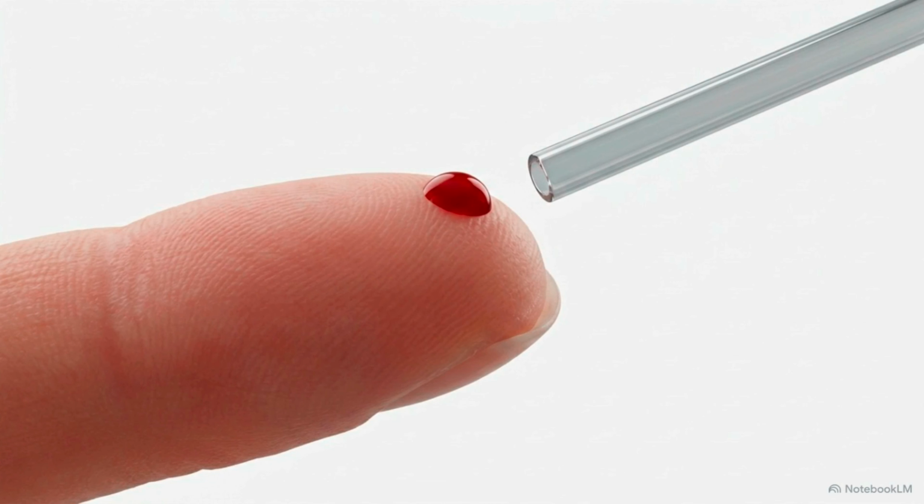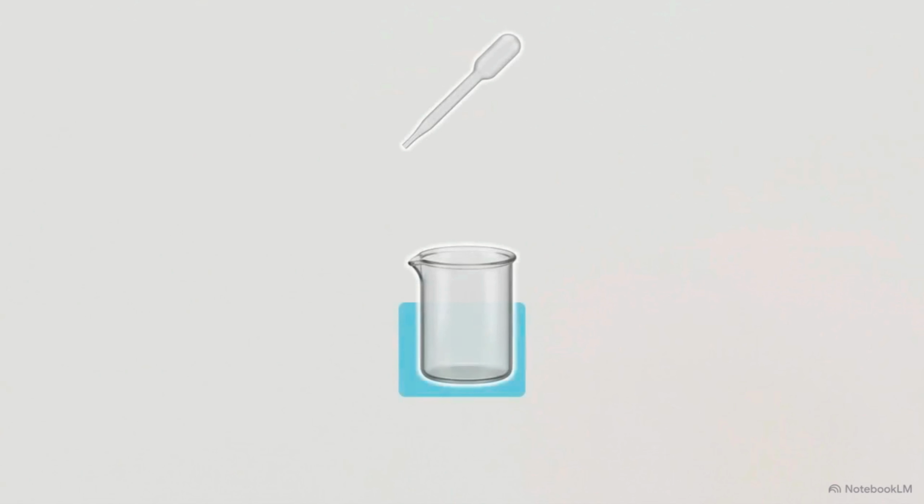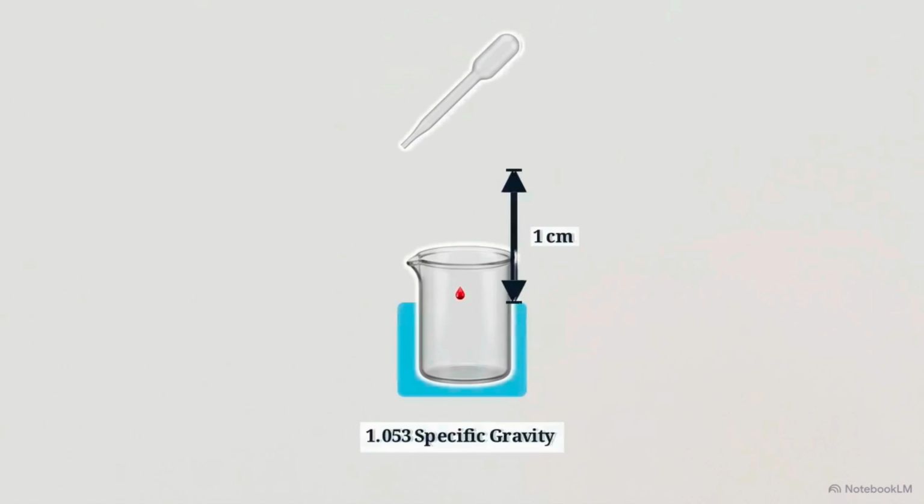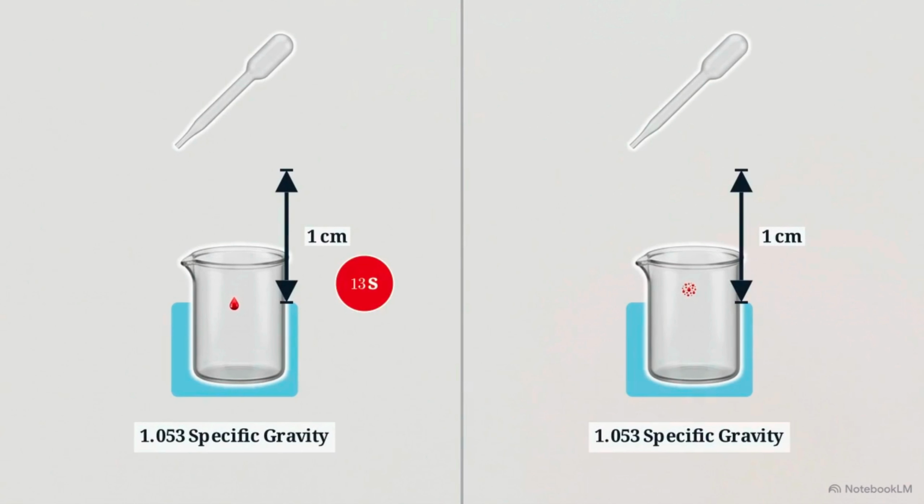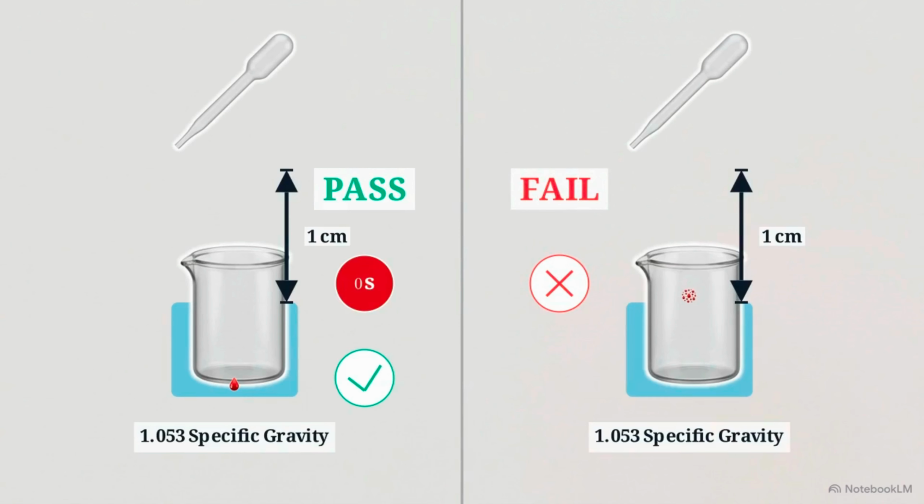Before we can collect blood, we must perform a hemoglobin hematocrit screening. Before beginning the draw, a capillary stick is performed to measure the hemoglobin content of the donor's blood. In the copper sulfate method, a blood drop is released a centimeter above a 1.053 specific gravity solution. If the drop sinks within 15 seconds, the donor passes. If it remains buoyant or breaks apart, the specific gravity is too low.